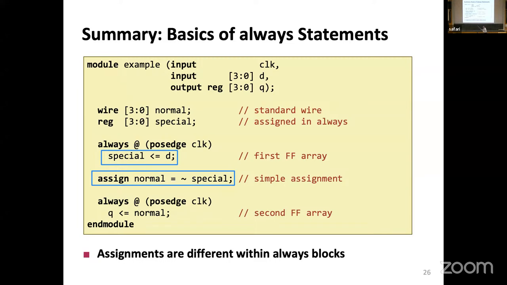One thing you have to be careful about, and I believe I have another slide for it, but let me say it again: it's really, really important that assignments be made to a signal only through one place. So if I'm assigning special in this always block, I should never have an assign statement to special here or here. Why is that? It's very logical, actually. Any ideas?